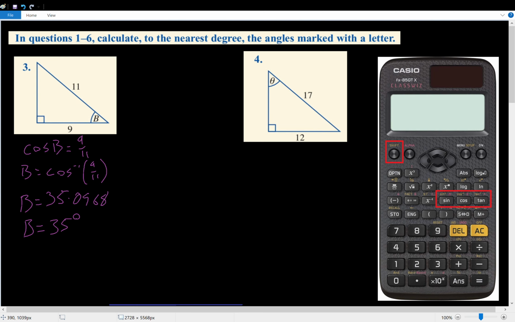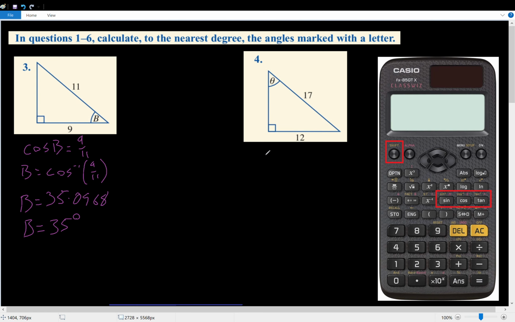Now let's look at question 4. Initially, question 4 looks like the exact same setup as question 3. We've got the same two sides marked, and we have a right angle triangle. But this time, the angle that we're looking for is not in the same position. So we do not have the adjacent side and the hypotenuse this time. In relation to this angle theta, we have the opposite side and the hypotenuse.